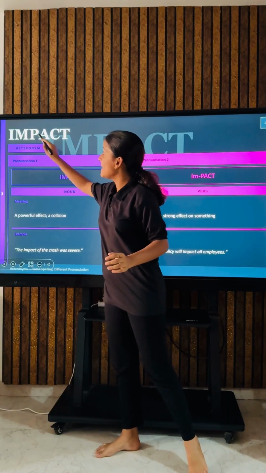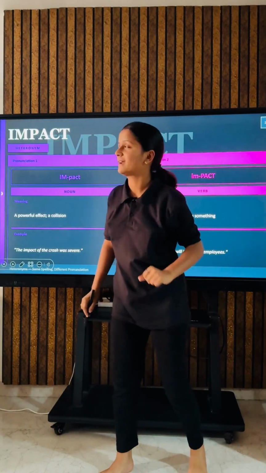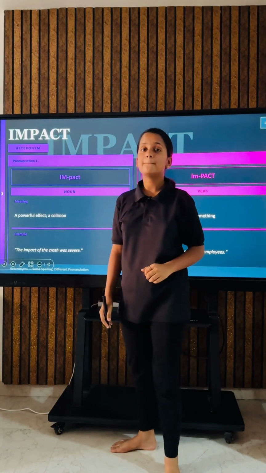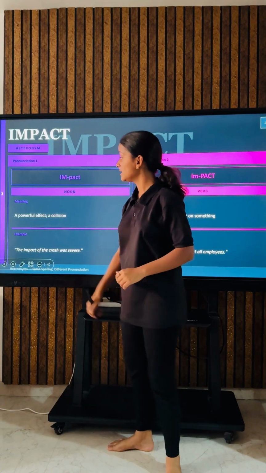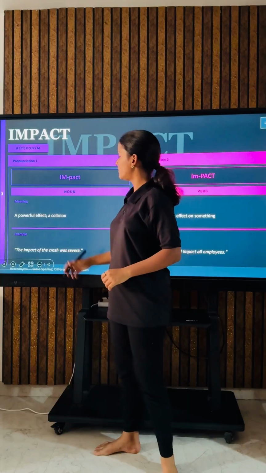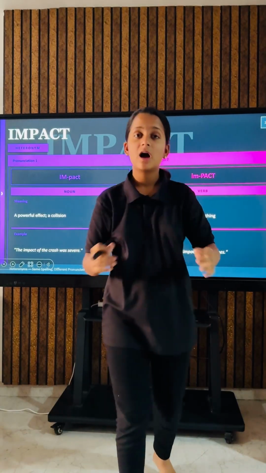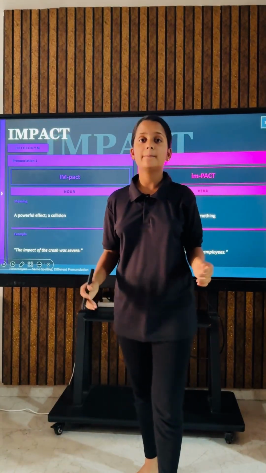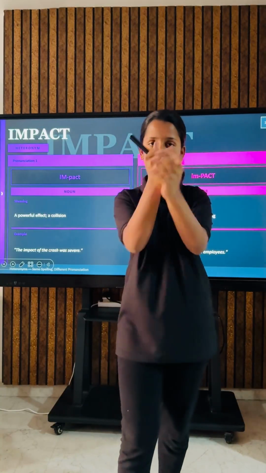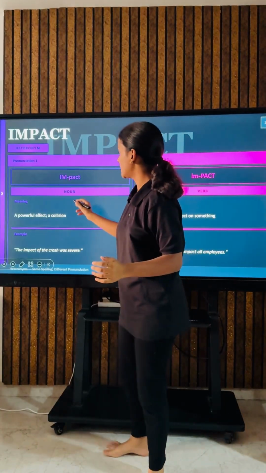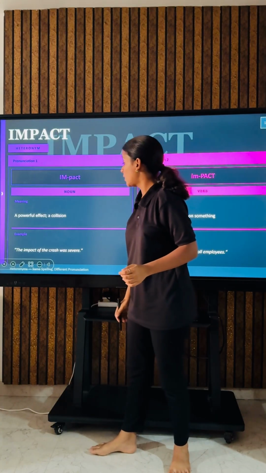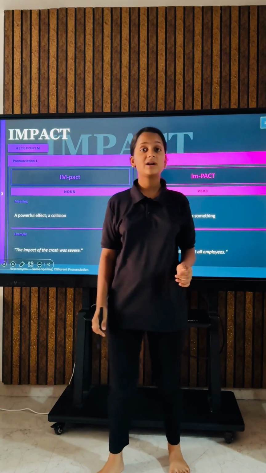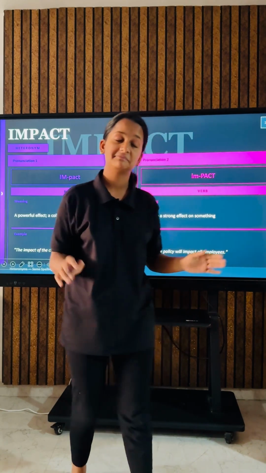Next, the word I-M-P-A-C-T, impact. First pronunciation is impact. It is a noun because of the stress on the first syllable. The meaning is a powerful effect or a collision. Something collides with something. This is known as impact. Example: the impact of the crash was severe.